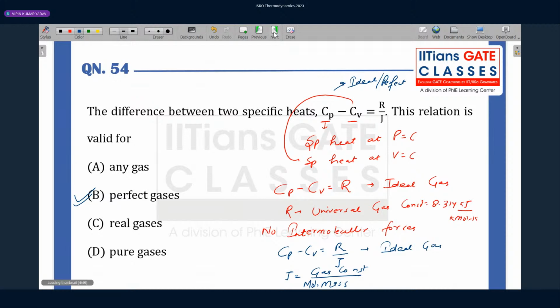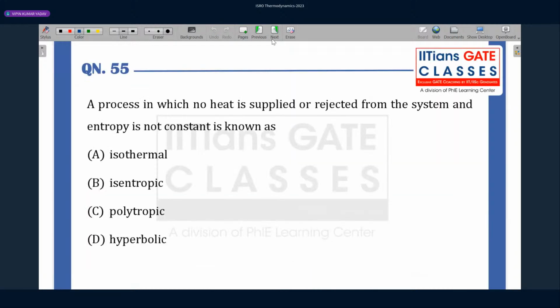Now let's move ahead. This is a very simple question. Let's read the question, and I hope that you will answer it before me. A process in which no heat is supplied or rejected. Basically, it is saying no heat transfer. This is the first condition, from the system, and entropy is not constant. What does it mean? Delta S is not equal to 0.